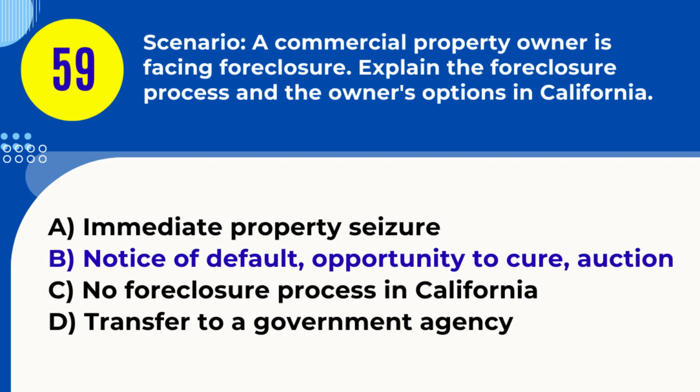Answer. B. Notice of default, opportunity to cure, auction. Explanation. In California, the foreclosure process for a commercial property typically involves a notice of default, providing the owner an opportunity to cure the default, followed by an auction if the default is not resolved.